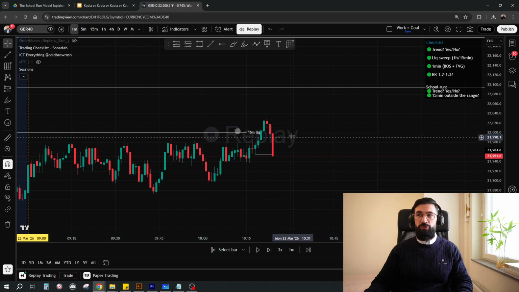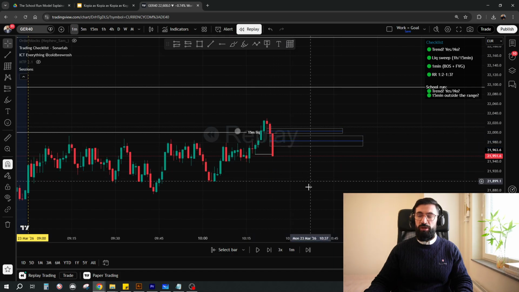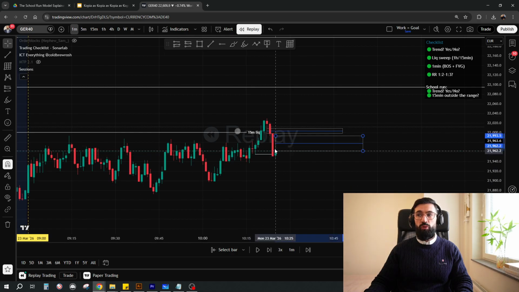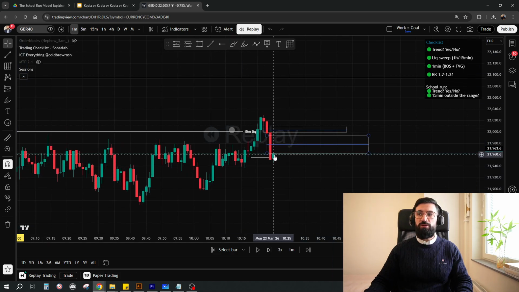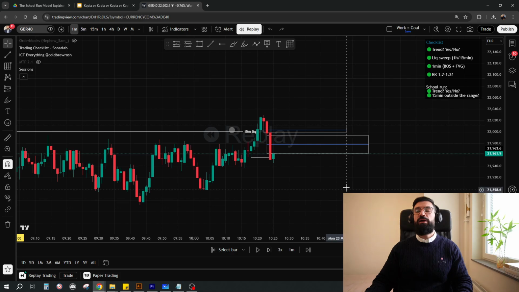Now, there are two fair value gaps right here. There is one right here, and there is one maybe right here. We'll see what the next candle is. There's one right here. So this is what I want the market to do. I want the market to enter this area of the fair value gap, respect it, and continue down.